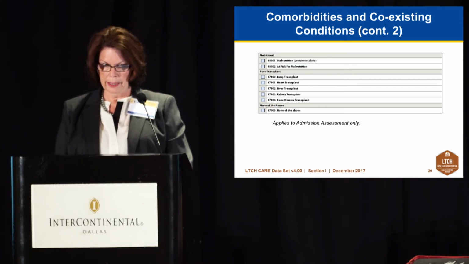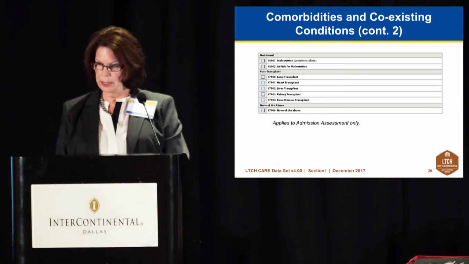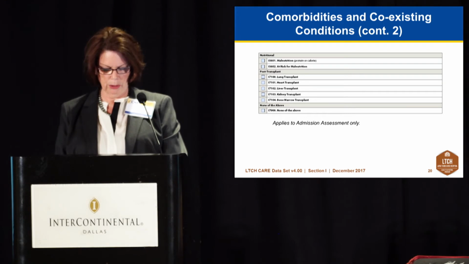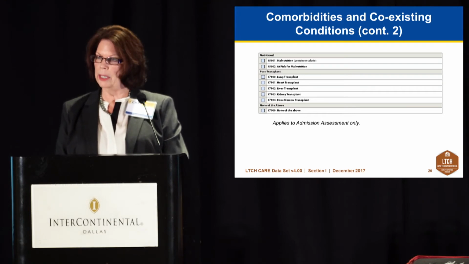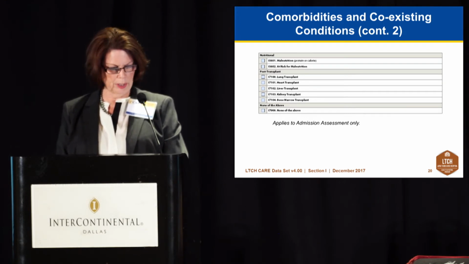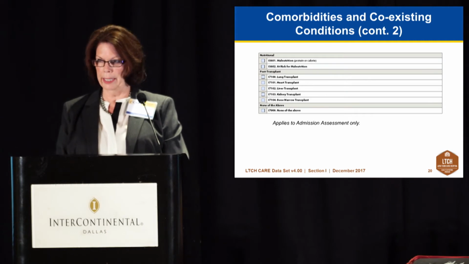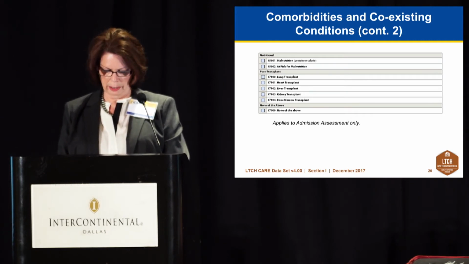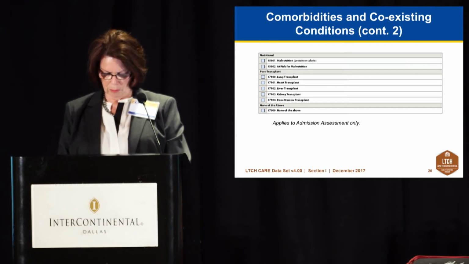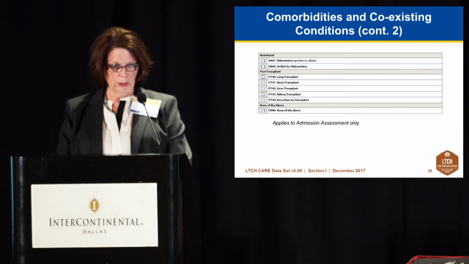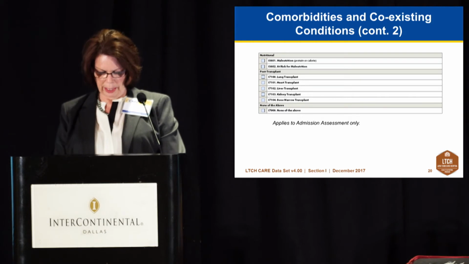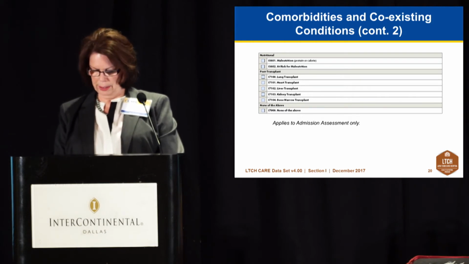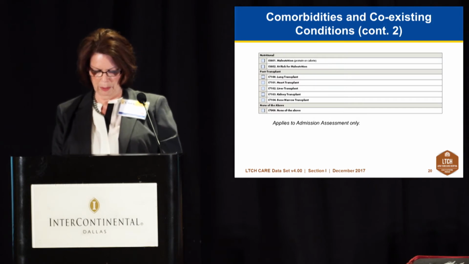Nutritional remains the same on the comorbidities and coexisting conditions, and as I've already mentioned, the post-transplant is new, and you see all of the transplants listed here. And again, I emphasize this is post-transplant, not patients awaiting a transplant. And as you currently do, if the patient does not have any of the active diagnoses listed above, you're going to check I-7900, none of the above.